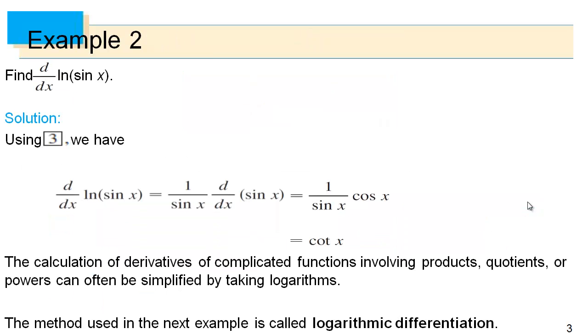Here's a simple example, taking the derivative of the natural log of sine of x. So now sine of x is our function. And if we remember our formula, it's just the derivative of sine over sine. And of course, that's where we get cosine over sine, and the final answer is cotangent.